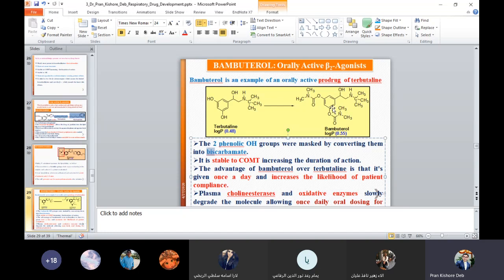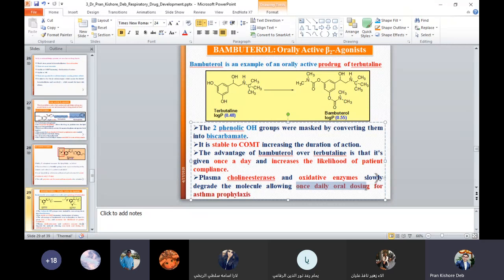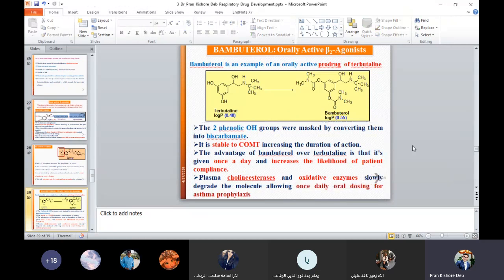When it goes inside the body, Bambuterol will slowly convert back into terbutaline with the help of two enzymes which break this carbamate bond. The enzymes are plasma cholinesterase and oxidative enzymes, which slowly degrade the molecule and allow only once daily oral dosing. Now, if a drug has only once-a-day dosing, what is the advantage you see with that drug? It can be a respiratory drug, cardiovascular drug, anti-cancer drug, any drug.